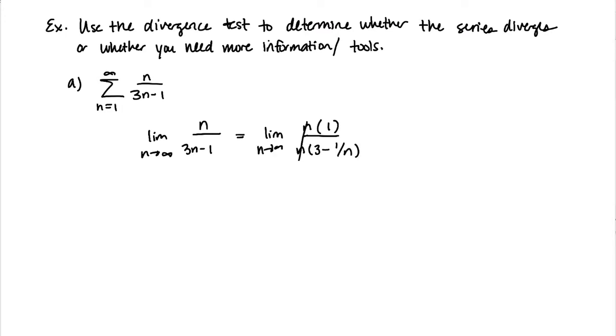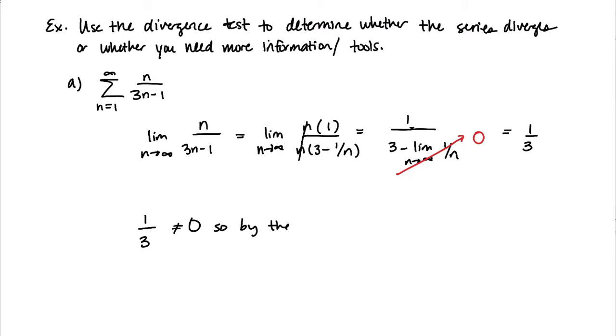reduce the n, and then push the limit through so that we're left with 1 over 3 minus the limit as n goes to infinity of 1 over n. That limit is 0, so we end up getting 1 over 3 minus 0, which is 1/3. So 1/3 is not 0, obviously. By the divergence test, our series diverges.